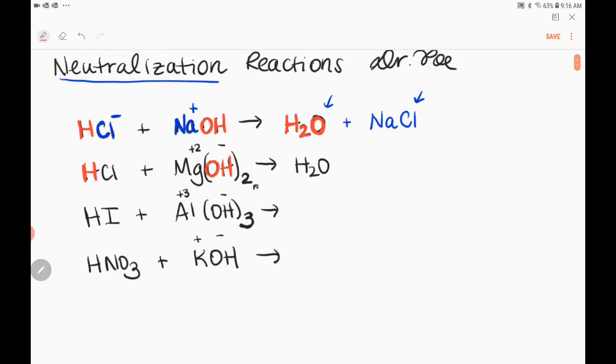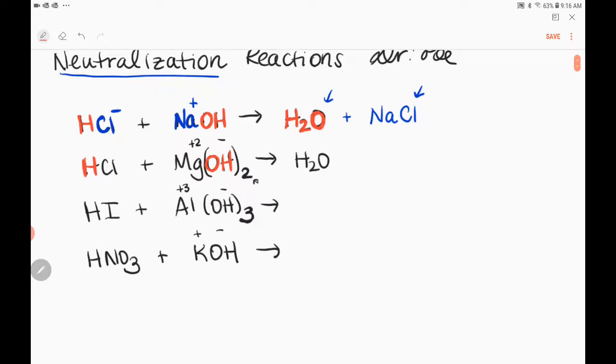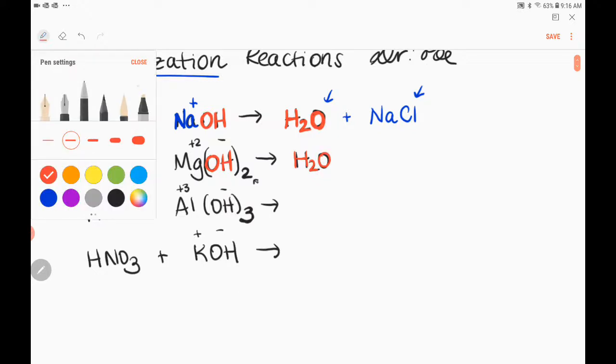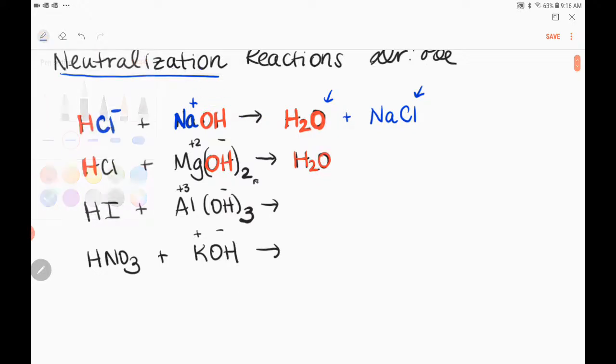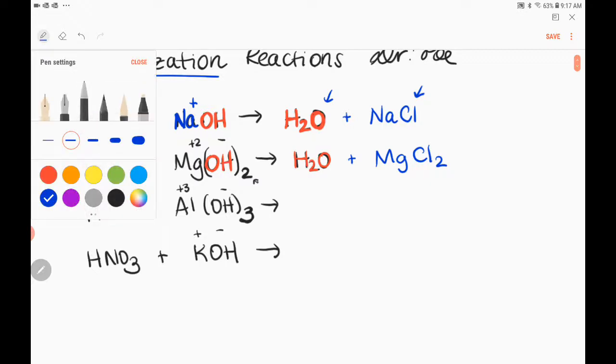Our first example was already balanced. So there's our water, H2O. And what's our formula of salt going to be? Well, it's going to be what's left. Remembering that magnesium is a +2 charge and chloride is a minus charge, this is going to be MgCl2. Okay, but looking at this, it isn't balanced, so we've got to balance it.